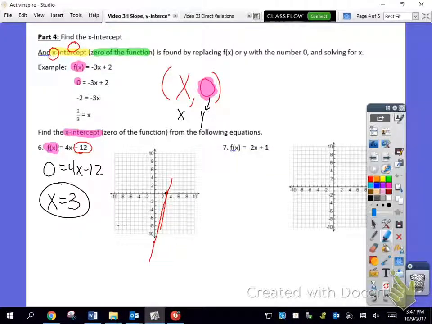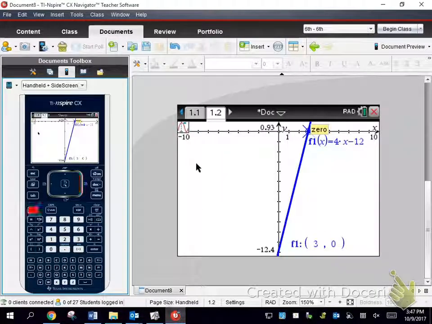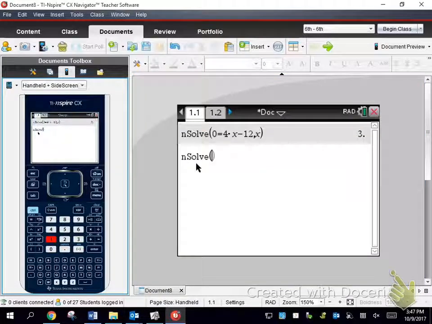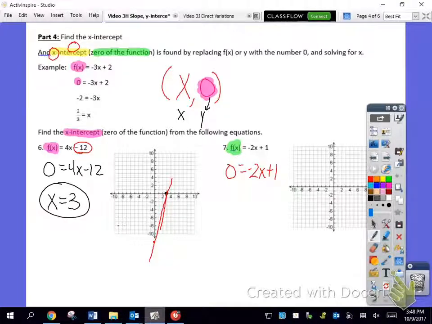Okay, the same thing over here. F of x, I'm going to plug in a 0. And then you can go to InSolve and solve that. So Control arrow takes me back to the calculator page. Menu 3, 1, and I have 0 equals negative 2x plus 1. And then I have to say comma x, to tell the calculator what I'm solving for. It's 0.5. So my x-intercept is at 0.5.